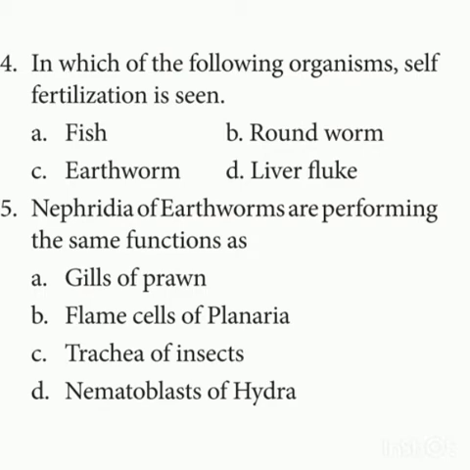Fifth one, nephridia of earthworms are performing the same function as. Nephridia is helpful for excretion. So this has flame cells of planarian. Flame cells are also responsible for excretion, whereas gills and trachea are used for respiration. So the answer is flame cells of planarian.